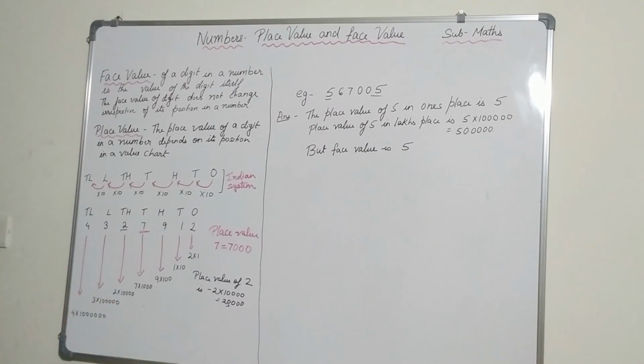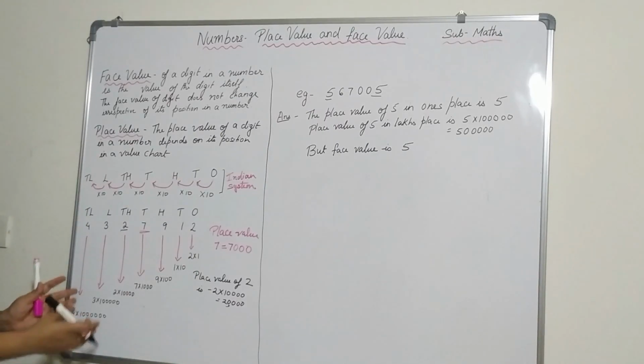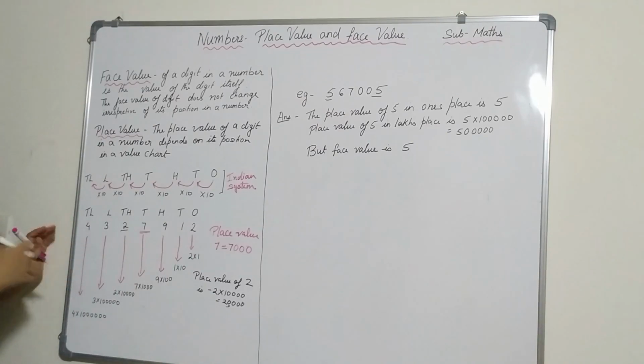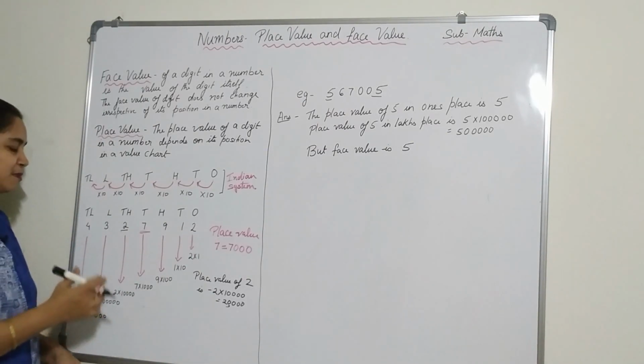So the place value can be defined as the value of a digit in the number, depending on the position where it is placed in the value chart. This is the value chart where the number is placed. We have to see where it is placed, then you can write and find out the place value.